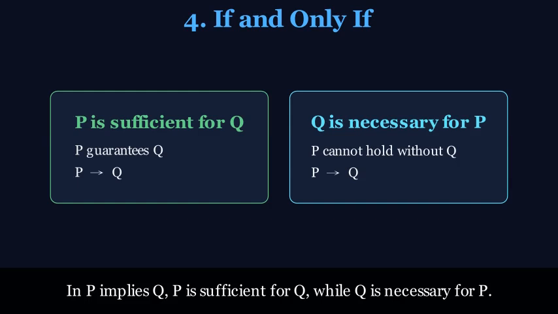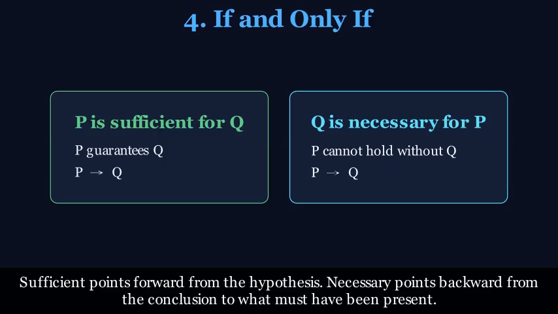In P implies Q, P is sufficient for Q, while Q is necessary for P. Sufficient points forward from the hypothesis. Necessary points backward from the conclusion to what must have been present.